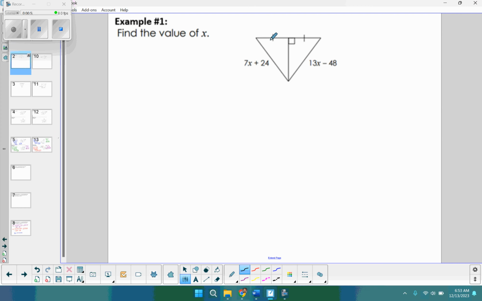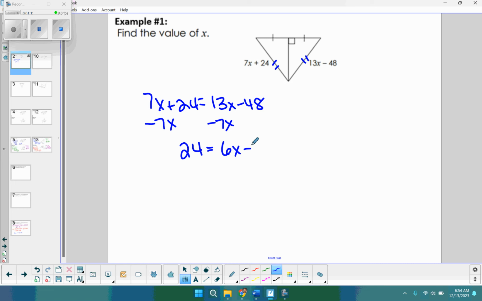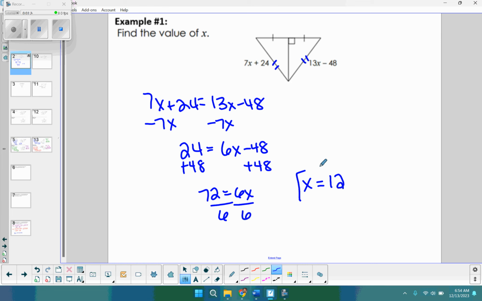So our first thing in here, we see that we do have a perpendicular bisector, the right angle. These two segments are congruent, which now tells me these are the same. So if I want to find the value of x, I will set 7x plus 24 equal to 13x minus 48 and solve. So we end up with x equals 12.